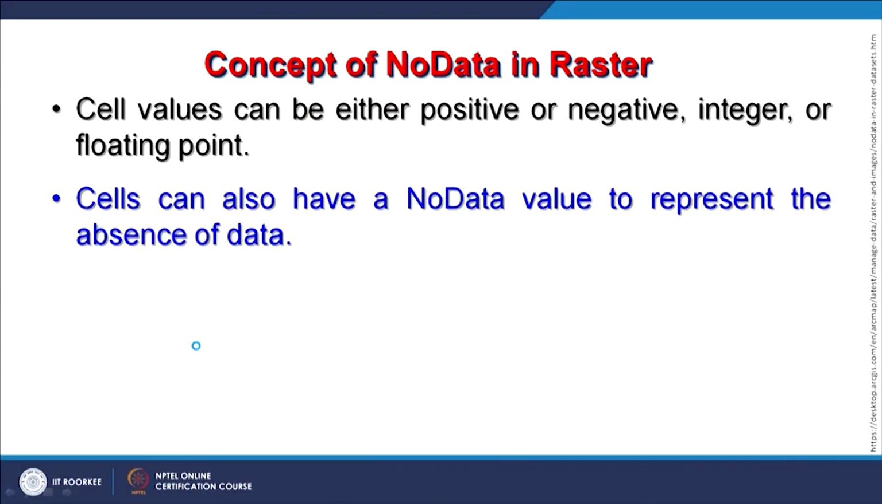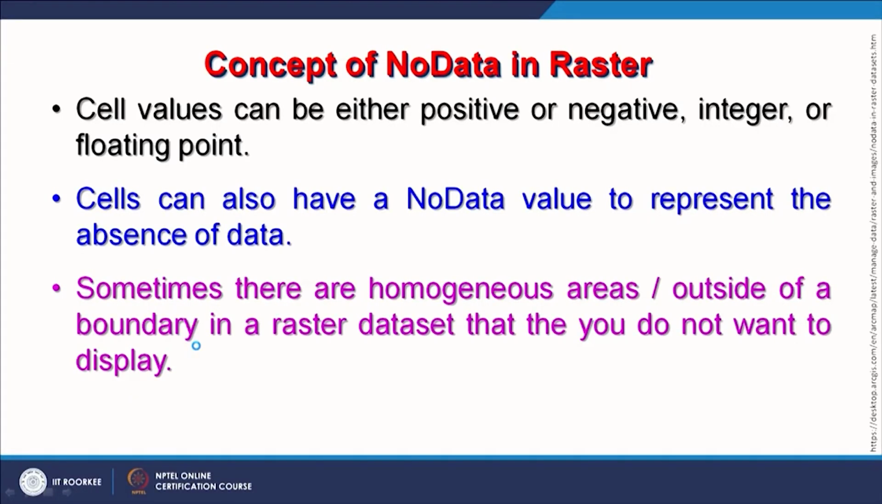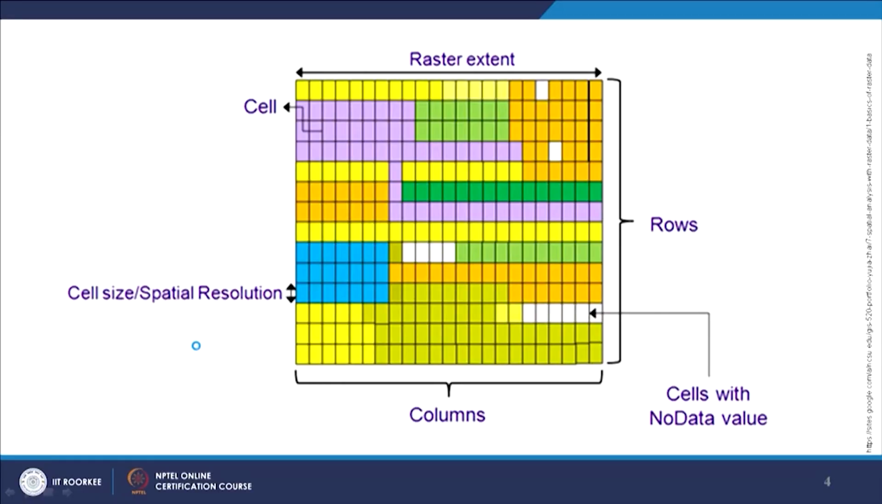That means even if data is not there, the overall raster still has to be presented. So, how would it be presented? Because I cannot assign a 0 value, I assign a NoData value, and NoData can then be handled separately through these programs. Sometimes there are also homogeneous areas outside the boundary of our area of interest in a raster data set that you do not want to display, and therefore we use it there too.